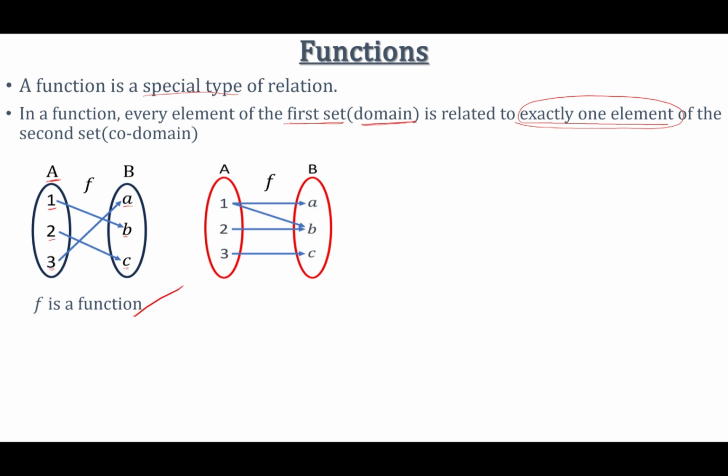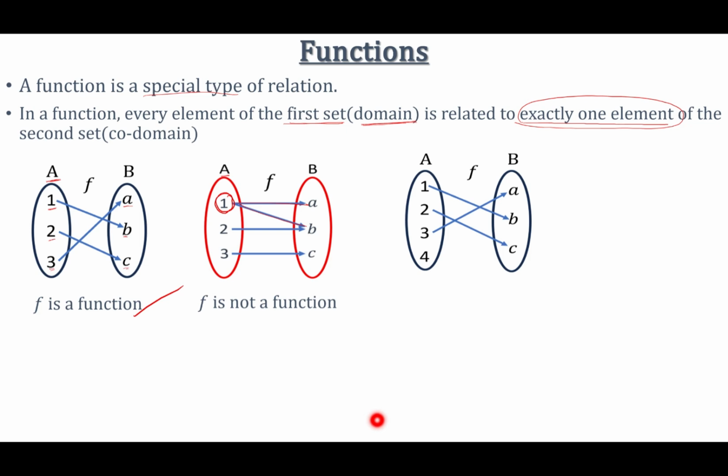Is this a function? No, it is not a function, because element 1 of set A has two images, A and B. That is why it is not a function. Another example. Is this a function? No. The answer is no. Why? Because element 4 of set A has no image. That is why F is not a function, since 4 has no image.